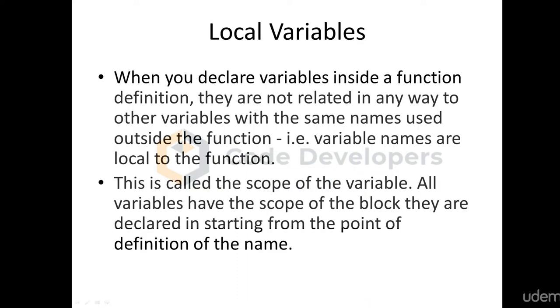Alright, so moving along, local variables. When you declare variables inside a function, they're not related in any way to other variables with the same names used outside the function. So variable names are local to the function. And this is called the scope of the variable. All variables have the scope of the block they are declared in, starting from the point of definition of the name. So we kind of just went over this, but let's break it down a little further.